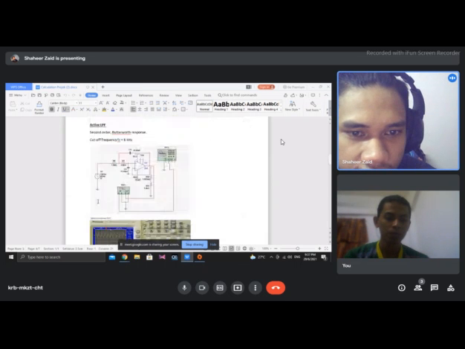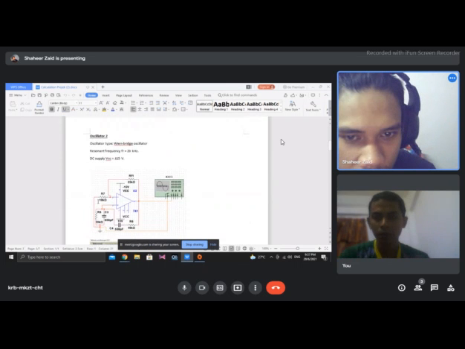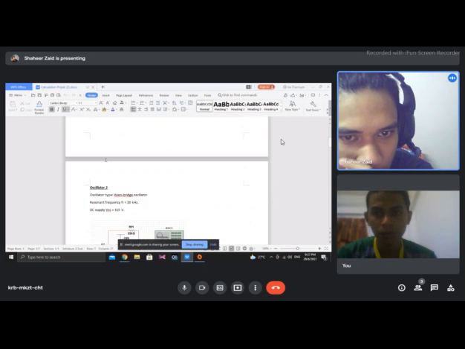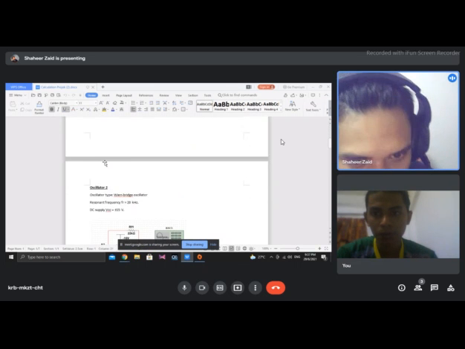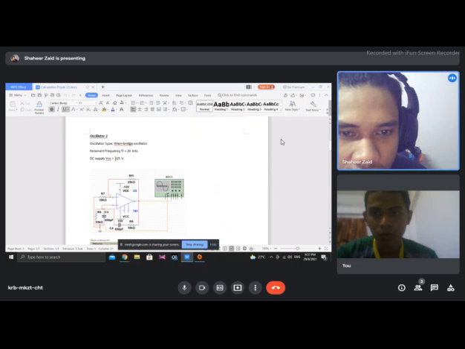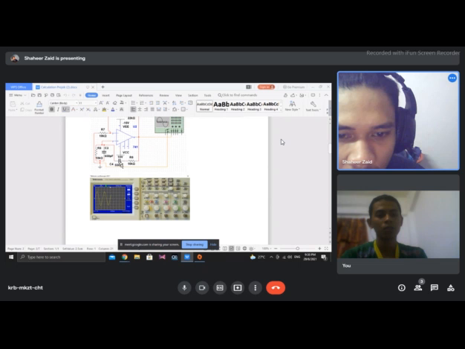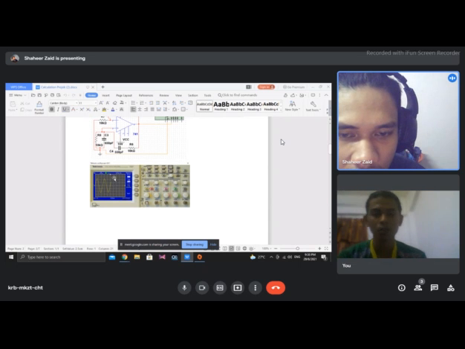After that we move to oscillator 2. Oscillator 2 is also a Wien bridge oscillator. The general frequency is 20 kHz. The DC supply is also plus minus 50 volt. This is the simulation that we get, and we use Sim. So we get this result on the oscilloscope.